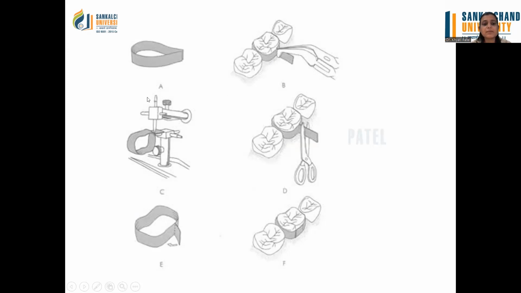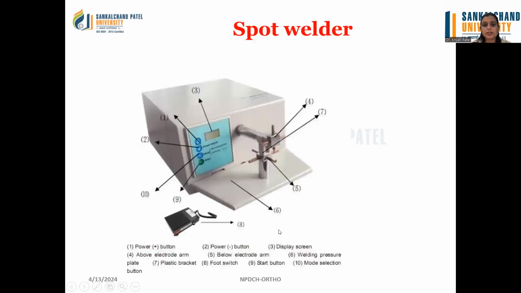Then this is a welding machine. In welding machine, we weld this. Then we cut the extra band material. Then again we weld this over that and we can check the adaptability of the band material and the band over the tooth. And then we weld the weldable tubes over the band material.